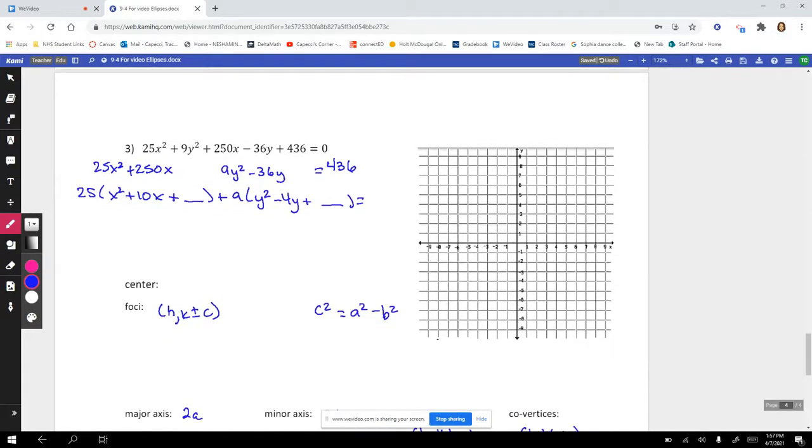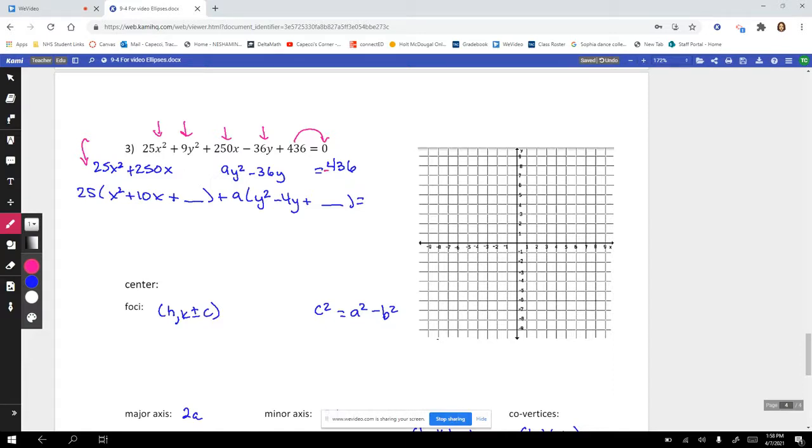Now, this one is not in standard form yet, so we have to put it in standard form. So I started to get us set up a little bit. We have x squared. We have x's and y's all over the place, so I grouped them according to the variable. Move this 436 to the other side. That actually should say -436.